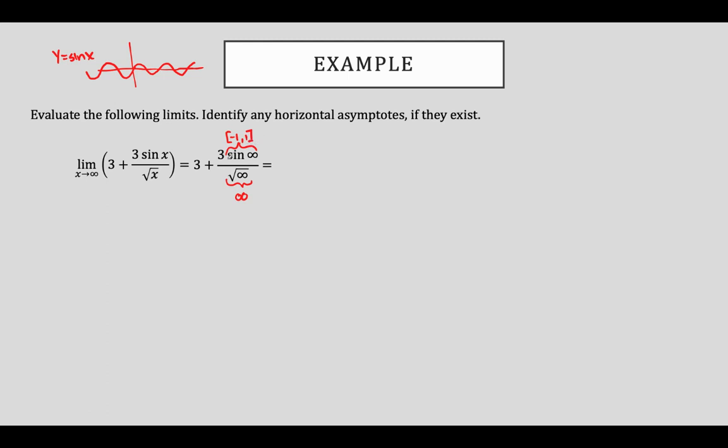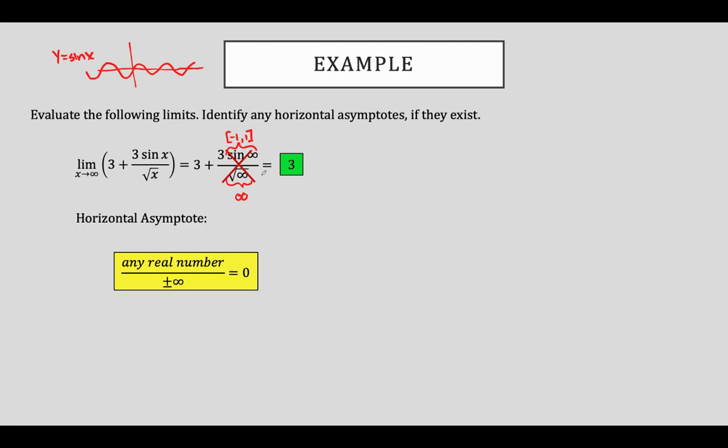And if I have a number that's between negative 3 and 3 divided by infinity, well, what's going to happen with that? As we said before, any real number divided by positive or negative infinity is just going to be 0. So this whole entire term is going to approach 0, meaning we have 3 plus 0, and 3 plus 0 is equal to 3. All right, so do we have a horizontal asymptote? Yes, absolutely. Anytime we evaluate a limit at positive or negative infinity and we get out a real number, that is where we have our horizontal asymptote. We have a horizontal asymptote at y equals 3.